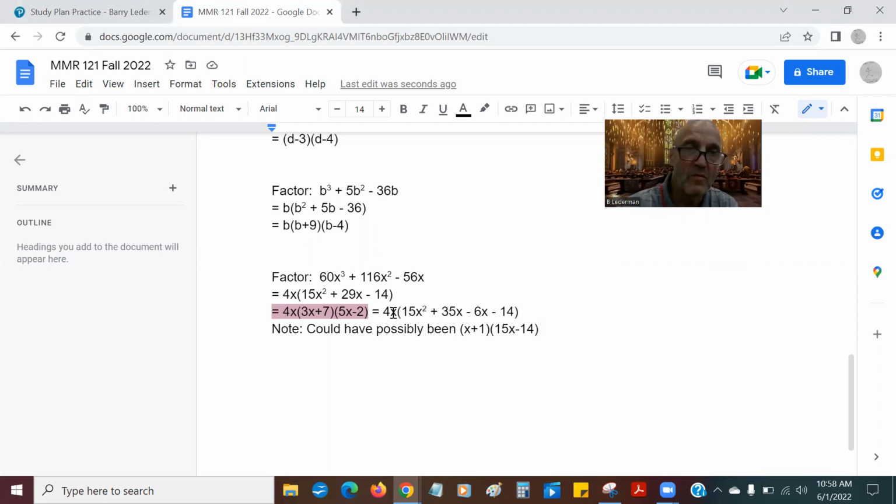In other words, I made my first guess 3 and 5. I made my second guess 7 and 2, but it could have been 1 and 15 or 1 and 14, or any combination. It could have been a 3 and a 5 and then a 1 and a 14. A lot of combinations. And if I couldn't get it to work with the 3x and 5x, I would have had to try with the x and the 15x. I'm not listing out every single combination, but you kind of have to go through all the combinations and find one that works.